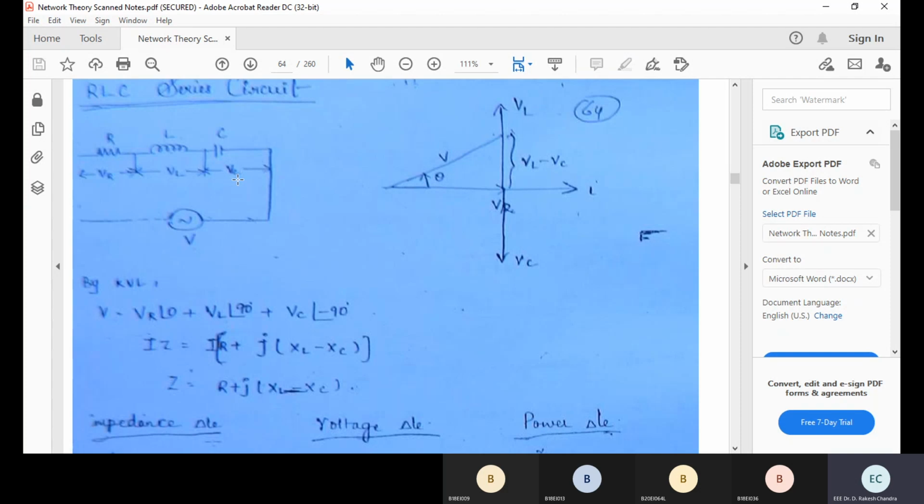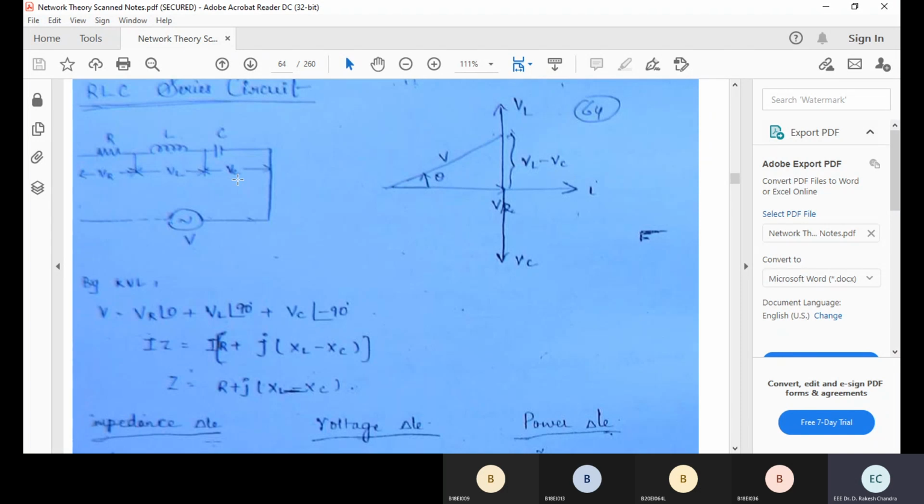Okay, in the RLC series circuit, V is equal to VR at an angle of 0 plus VL at an angle of 90 plus VC at an angle of minus 90 degrees. Your resistance at an angle of 0 and your inductance at an angle of 90 degrees, your capacitance at an angle of minus 90 degrees. We have seen already in yesterday's class. We discussed why this is plus 90 degrees, why it is minus 90 degrees. Those phasors we have drawn and we have discussed everything.